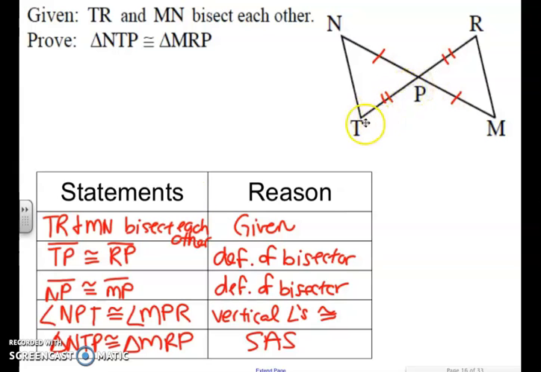So I started off with TP, and I said that it was the same as RP. And the reason I can do that is that's what the definition of a bisector is. Okay, same thing up here, NP and MP are going to be congruent because that's the definition of a bisector. Lastly, I've got some vertical angles. So I named it MPT, and then you're going to have to start MPR to name those two vertical angles. Again, you can't say angle P because you don't know which one you're talking about. Okay, so the reasoning was vertical angles are congruent, and then lastly I have side angle side. So I wrote down this proof down here in the bottom left that I have proof that those two triangles are congruent.